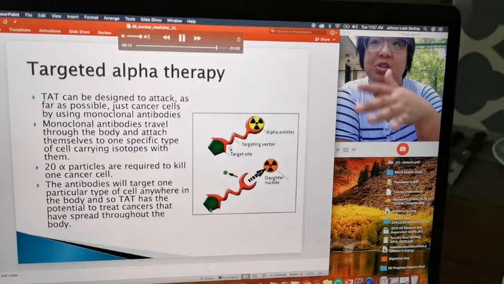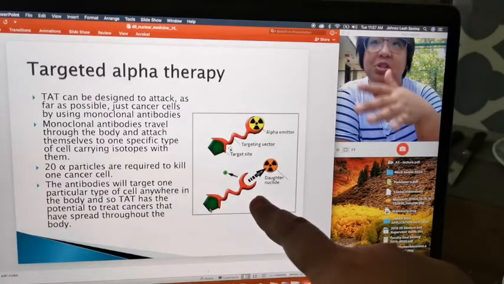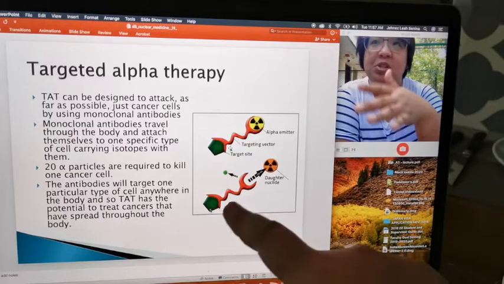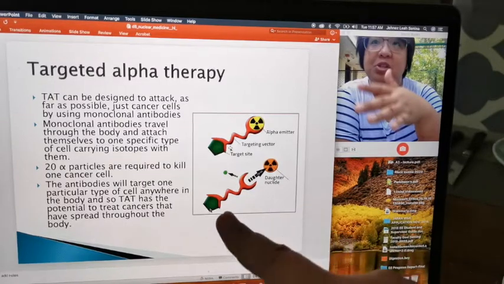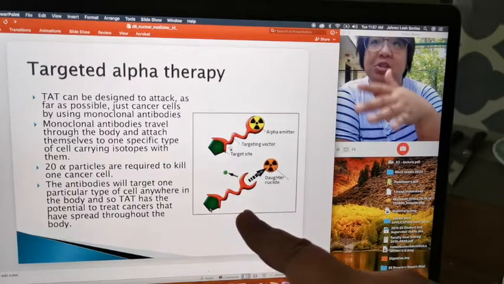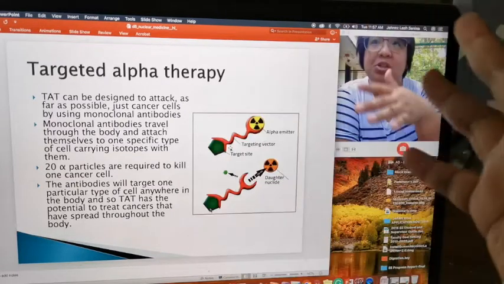As soon as you study the antigen of a cancer cell, you design the antibody that can attach to that antigen. About 20 alpha particles are required to kill one cancer cell, so there's a lot of radioisotopes being used here. And antibodies will target one type of cell anywhere in the body. So TAT has a great potential to treat cancers that have spread throughout the body.